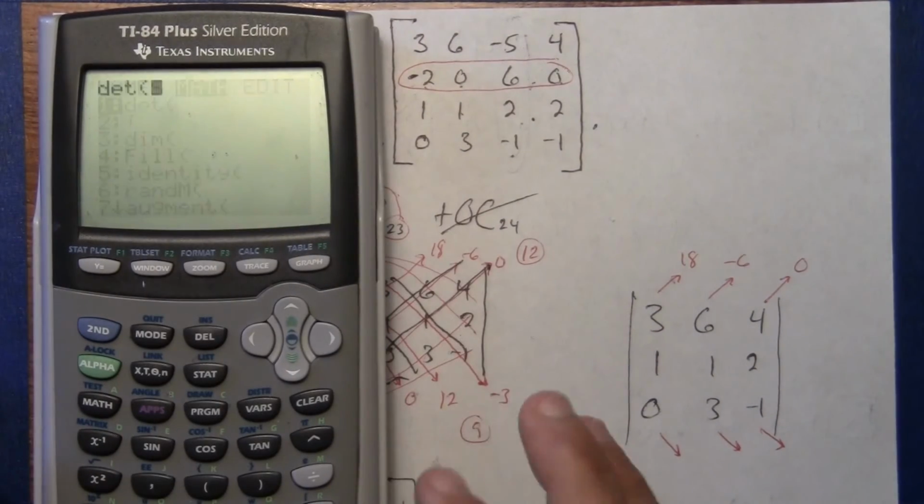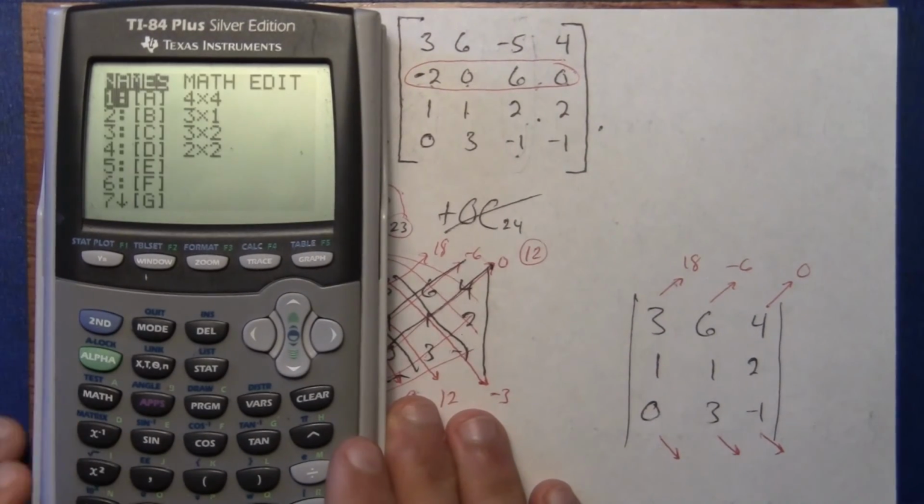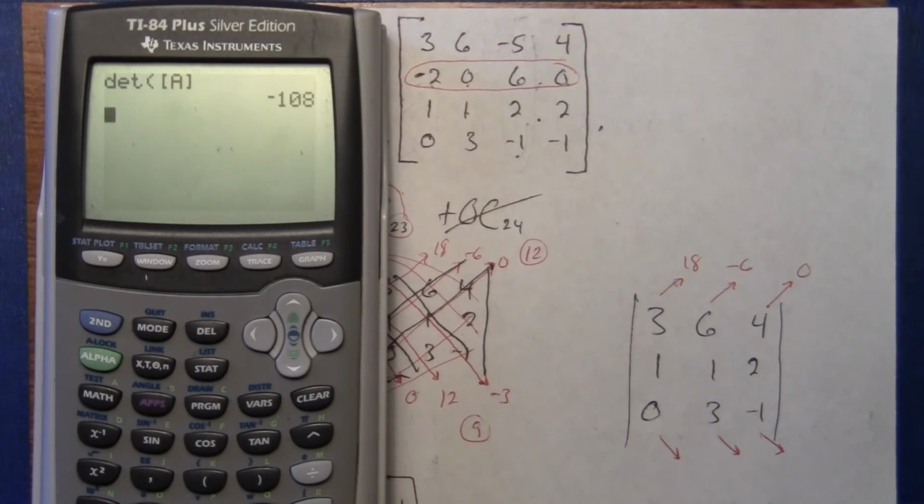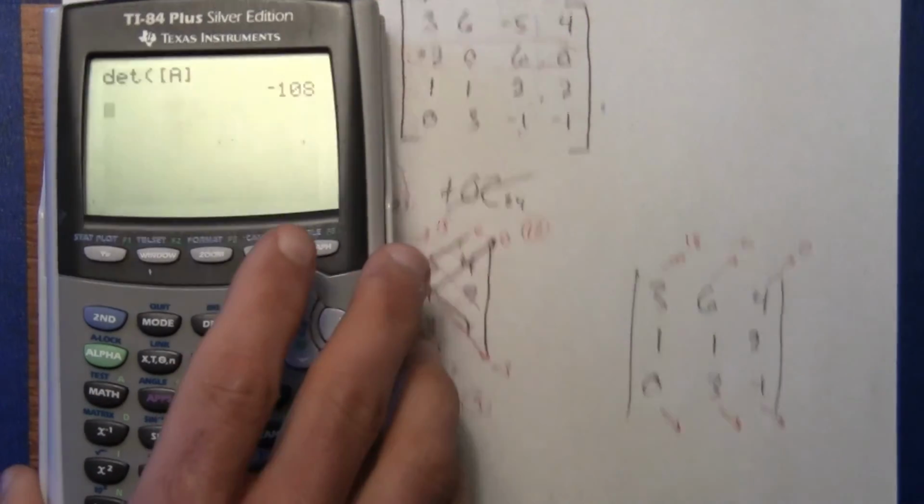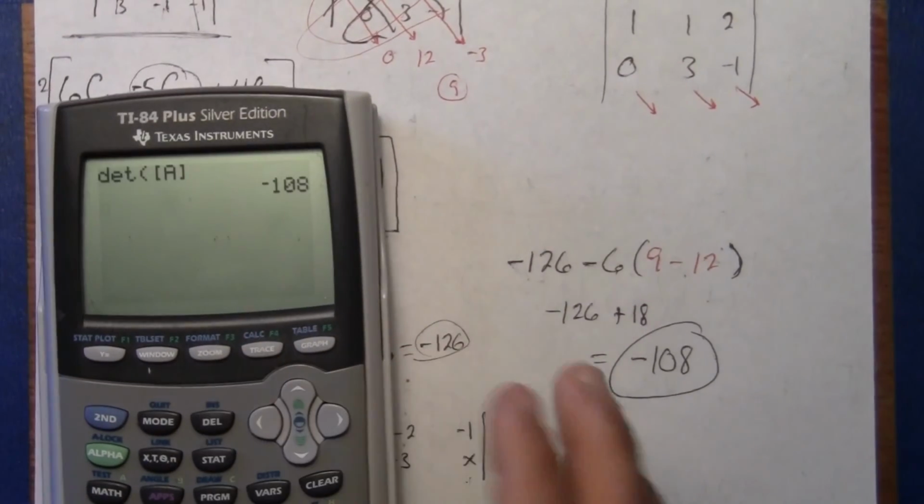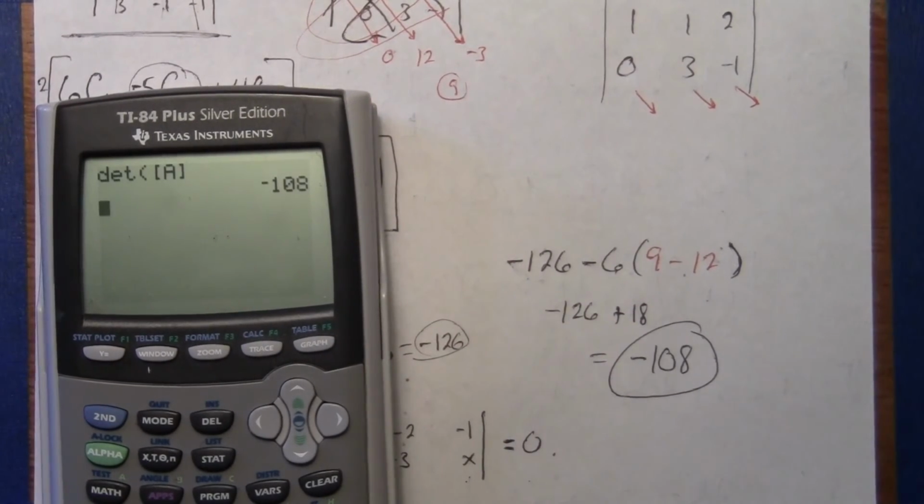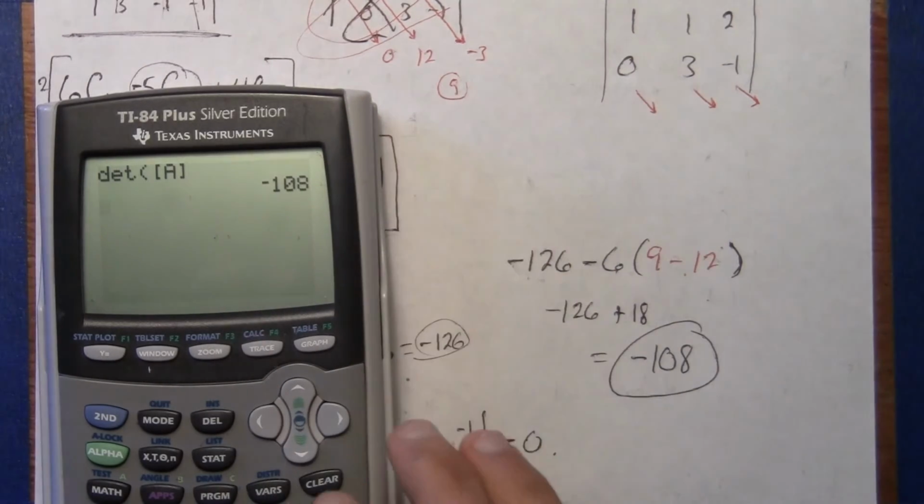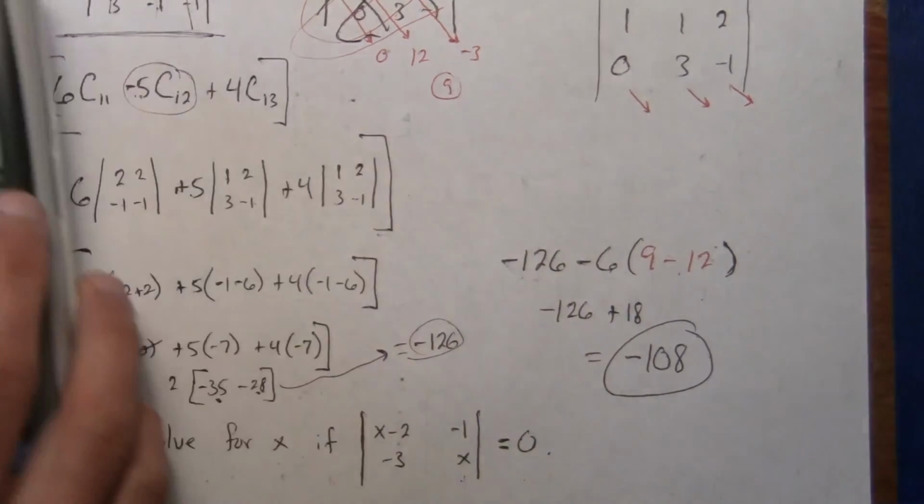All right, I'm going to pick that determinant, and then I'm going to go back to the matrix category and pick the one I want to find the determinant of, which was matrix A here. Go ahead and hit enter, and it'll do all that calculation for you and figure out that, yep, it definitely was negative 108. Obviously, if it's on a calculator part, you can do that. If it's not, then you have to do it by hand. You can easily use the calculator to check yourself if you want to.